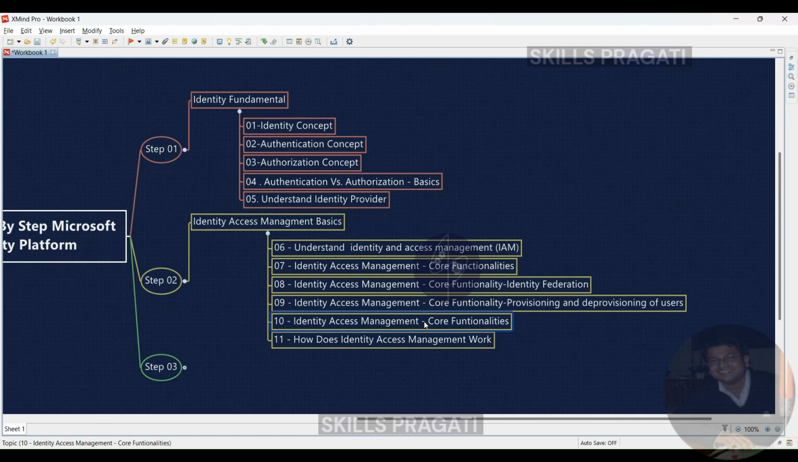IAM systems implement authentication workflows to verify the identity of users and enforce access control policies to ensure that only authorized individuals can access resources. Understanding how IAM works is essential for designing secure and efficient identity management systems.